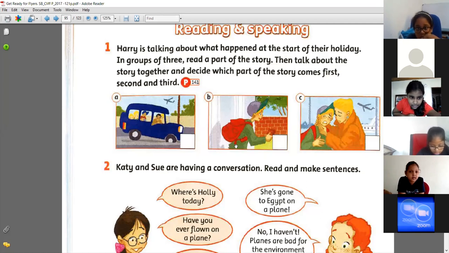First one is B, second one is A, third one is B. Okay, tell me the story. One of you can tell me the story. What happened in this story? Teacher, can I tell? Yes, start.